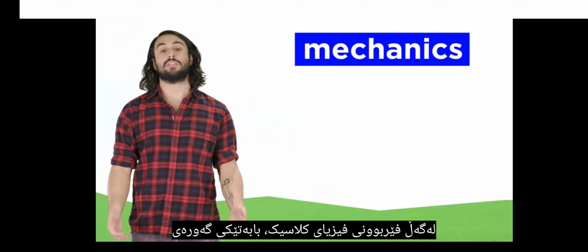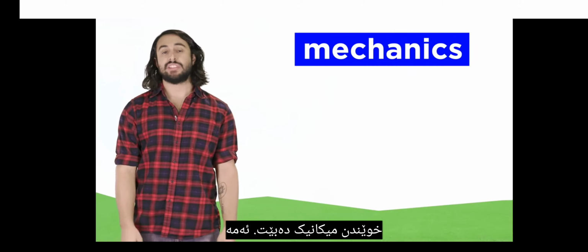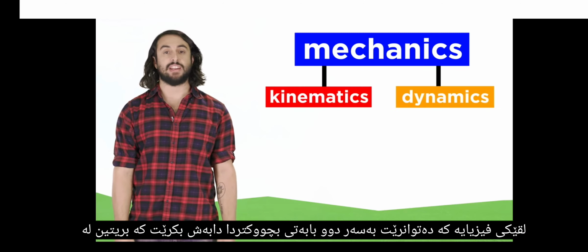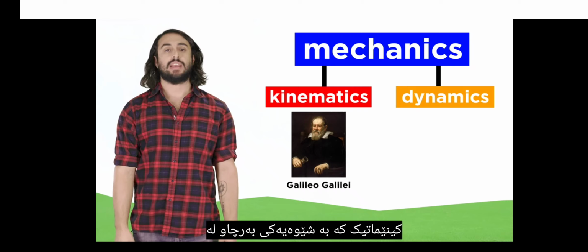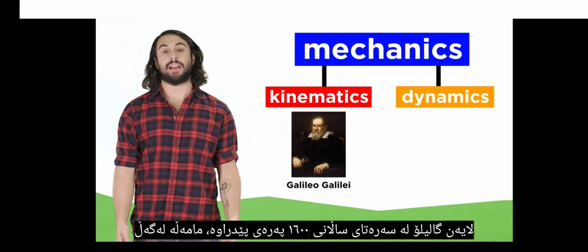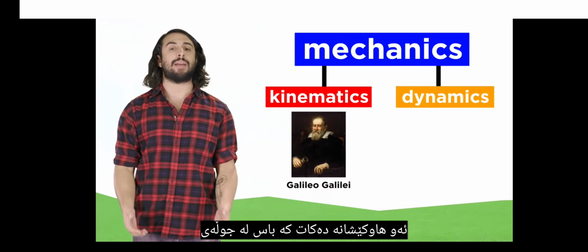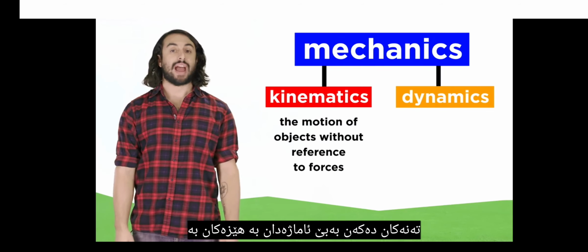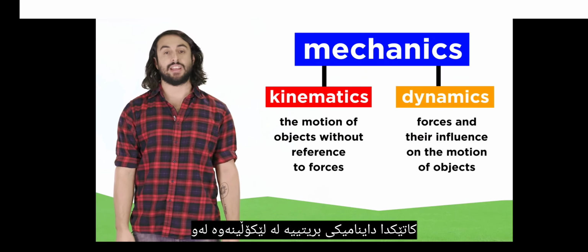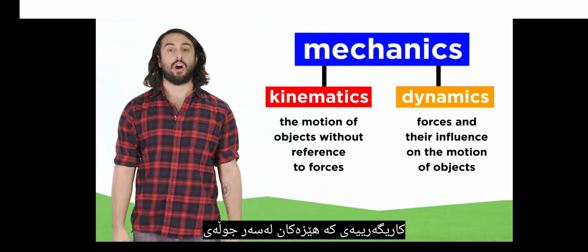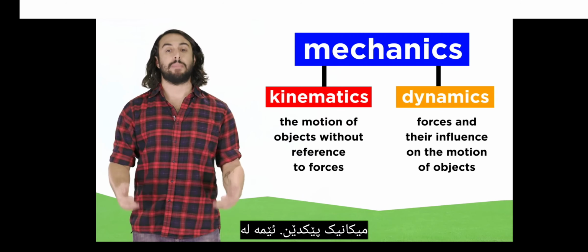As we learn classical physics, a big topic of study will be mechanics. This is a branch of physics that can be divided into two smaller topics, kinematics and dynamics. Kinematics, which was developed largely by Galileo in the early 1600s, deals with equations that describe the motion of objects, without reference to forces of any kind, whereas dynamics is the study of the effect that forces have on the motion of objects. These topics together comprise mechanics.